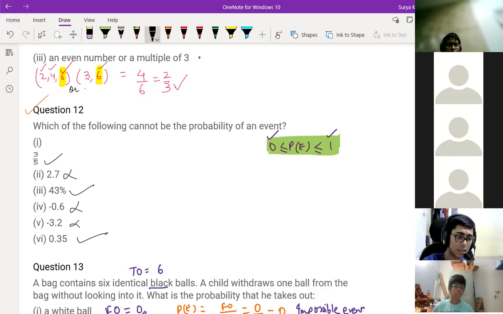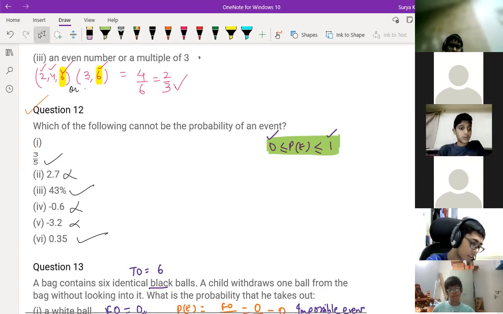Next, any more doubts, children? Sir, how 43%? 43% means 43 by 100, so you can write 0.43. Okay, sir. So this is between 0 and 1. Next. That's it, I believe, right? Satvik, is it clear?